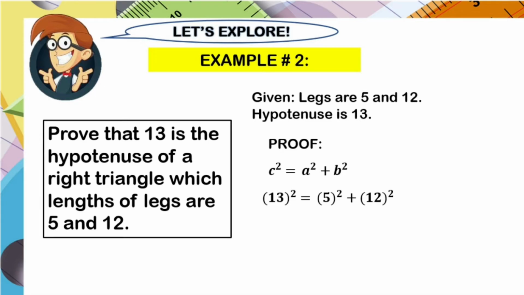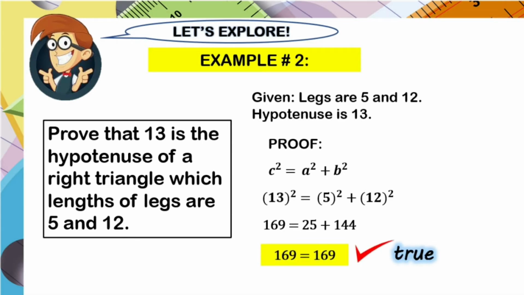Substituting, we have 13 squared is equal to 5 squared plus 12 squared. Getting the square of the lengths of the sides of the triangle, we have 169 is equal to 25 plus 144. Simplifying, we have 169 is equal to 169. Since the left side and the right side of the equation are equal to each other, therefore, it is true that 13 is the hypotenuse of a right triangle whose legs are 5 and 12.